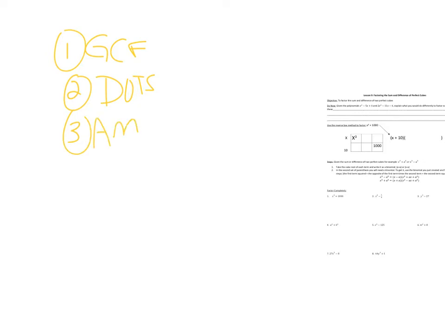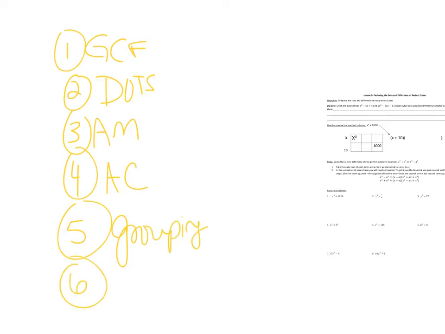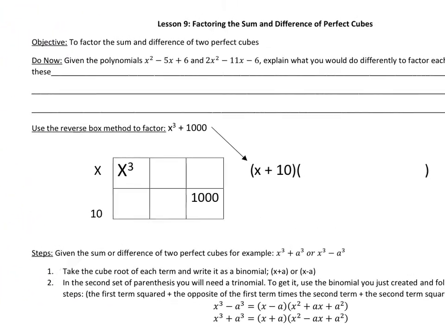So number 1 was GCF, number 2 was dots, number 3 was AM, number 4 is technically grouping, but I'm going to write AC, which is the glasses method that we did yesterday. And number 5 was grouping. And then today is your 6th one, and I'm going to write sum and difference of cubes. Okay? There's another little saying you're going to go with that one in a second, and you'll learn what it is soon. So the first thing that we want to talk about is the do now.